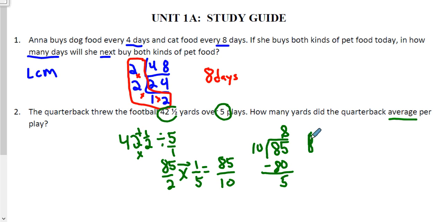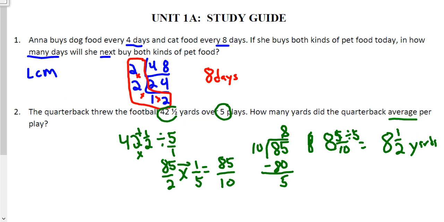So I have a whole number of 8. Oh, let me try that again. What happened here? Whole number of 8, numerator of 5, and denominator of 10. 5 and 10 can both be divided by 5. And that would give me 8 and 1/2 yards per play. So yards, space, per play.